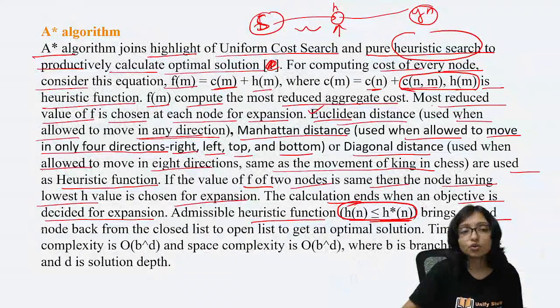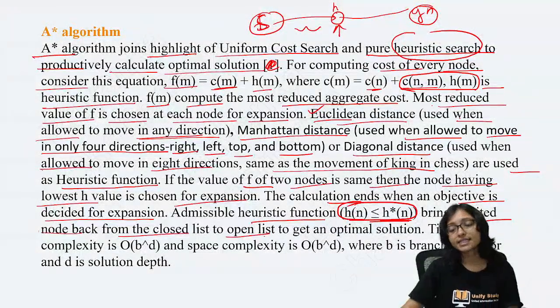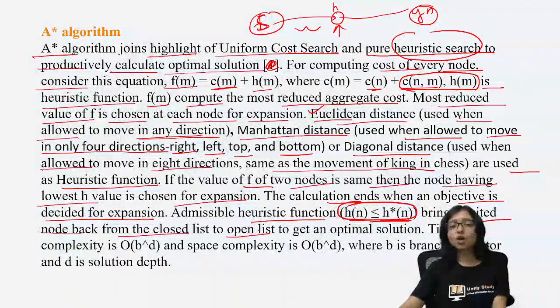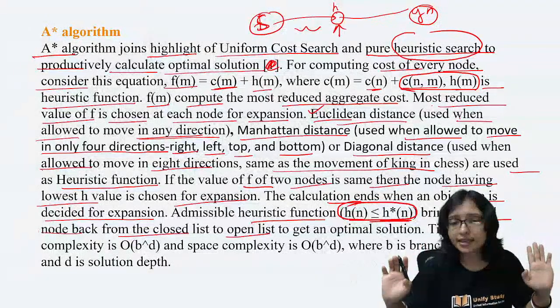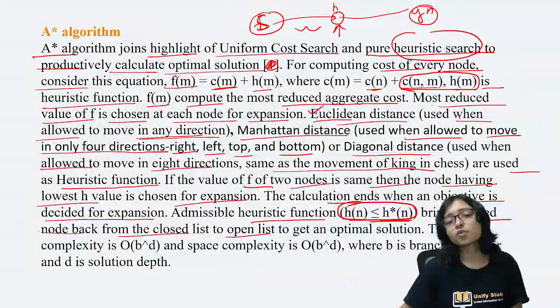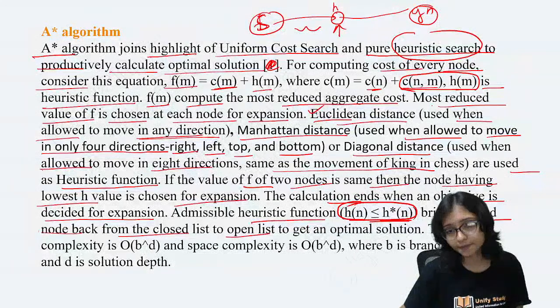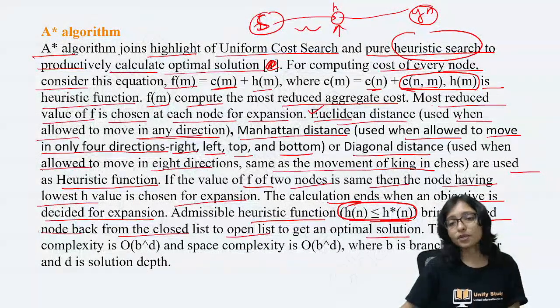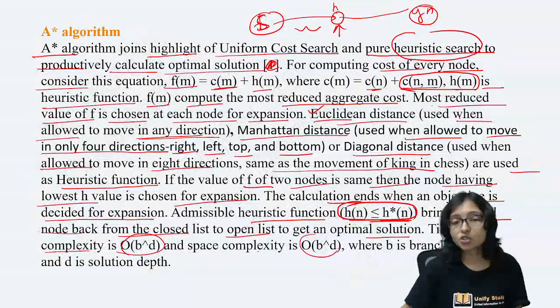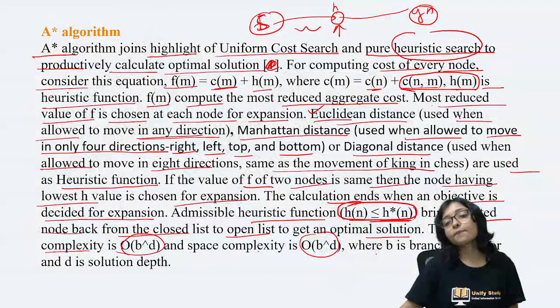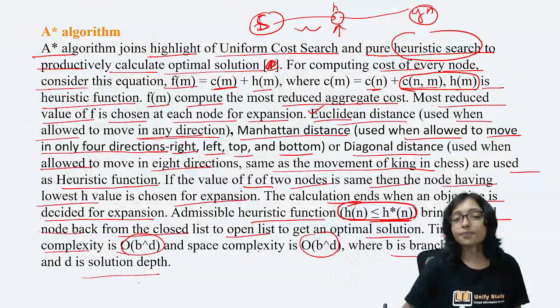Bring the visited node back from the closed list to the open list. Everywhere the concept of open and closed list is there. Here also the concept of open and closed list will be there. And we will come to the optimal solution. Time complexity will be order of b to the power d. Space complexity is also order of b to the power d, where b is the branching factor and d is the depth of the solution.